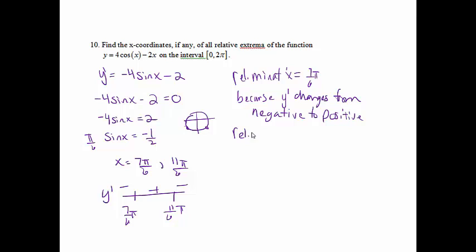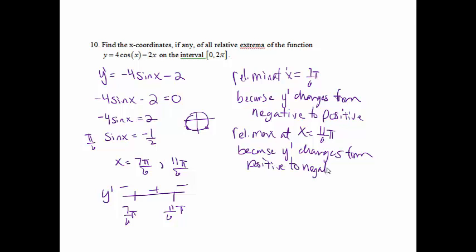and then there will be a relative max at x equals 11/6 pi, and that will be because y prime changes from positive to negative. And once again, that means the function's going up then going down, which creates a maximum.